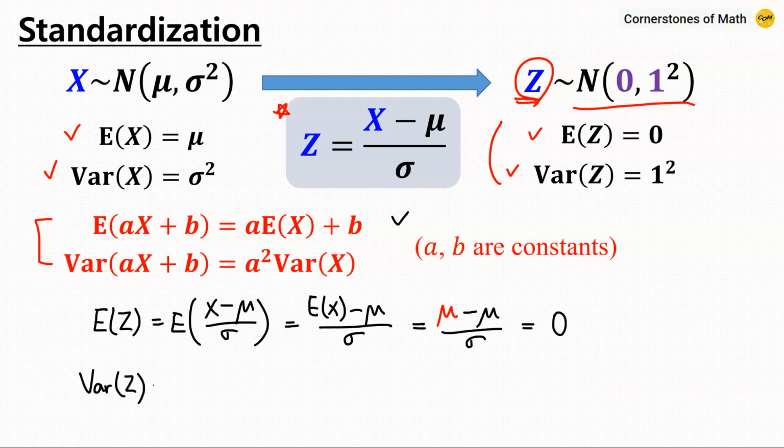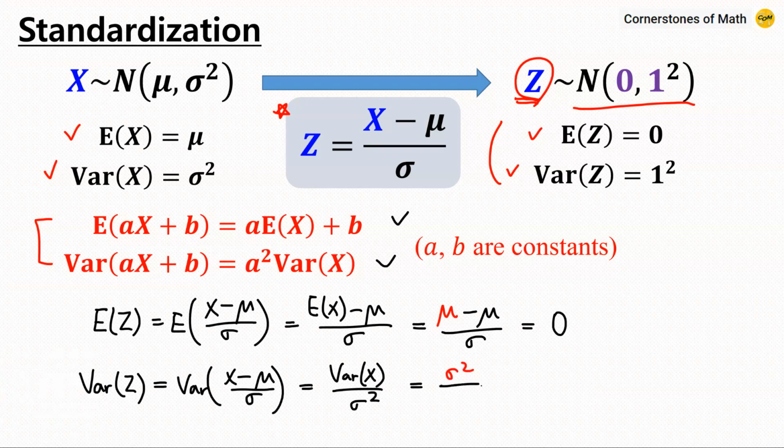And the variance of Z is the variance of (X minus mu) over sigma. And from here, we can write this as the variance of X over sigma squared. So we have sigma squared over sigma squared, so we have 1. So there we have it.